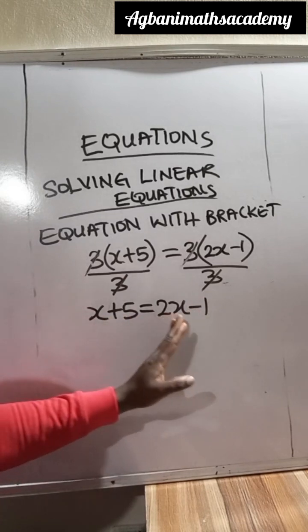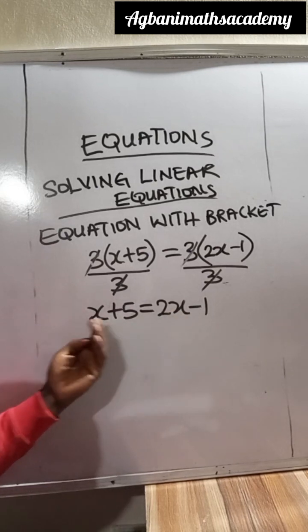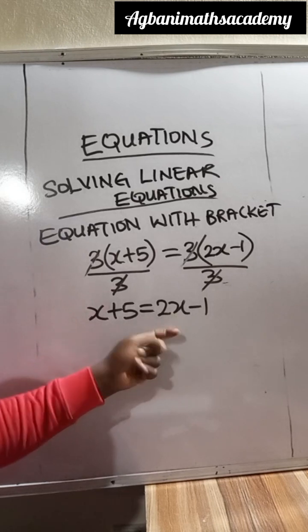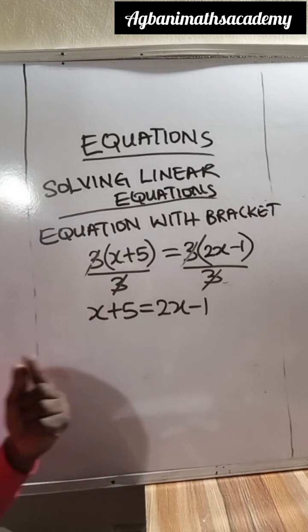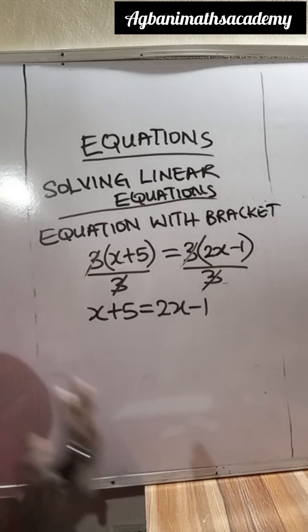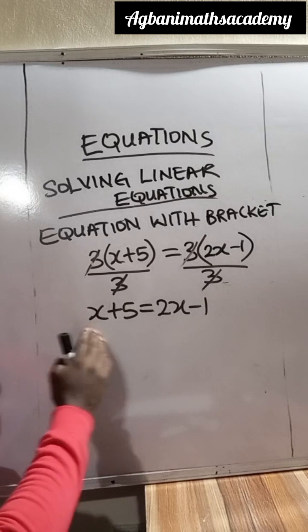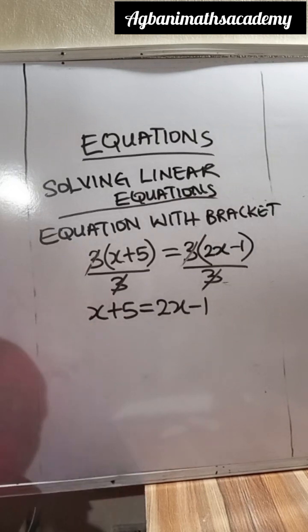So if we want our x to be on the right, that means this x here has to move to the right. If we want our x to be on the left, that means this x here has to move to the left. So we are going to move the x first, then we'll move the number without x. Okay, so let's decide now. I want to move all my x to the left. This means 2x is going to move.